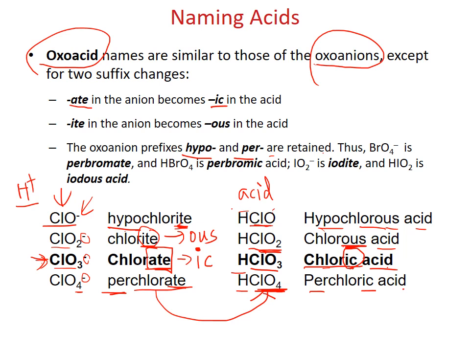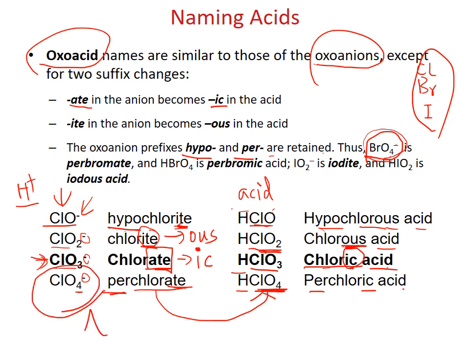Now what about BrO4 minus? Remember, bromine, chlorine, and iodine are in the same group, and therefore they have the same forms, and the naming is the same. So when you look at BrO4 minus, you think about ClO4 minus, which is called perchlorate. When you add a hydrogen, it becomes perchloric acid. So this is perbromate, and adding hydrogen becomes perbromic acid.